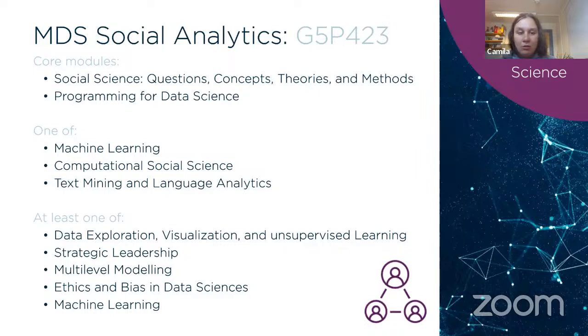We now move to social analytics, where we see that social science questions, concepts, and theories and methods is the core element, where you're looking at causal inference and all the techniques that are relevant for data science within the social sciences. But also you see modules such as computational social science, where you learn about agent-based modeling and all the techniques that are incredibly relevant.